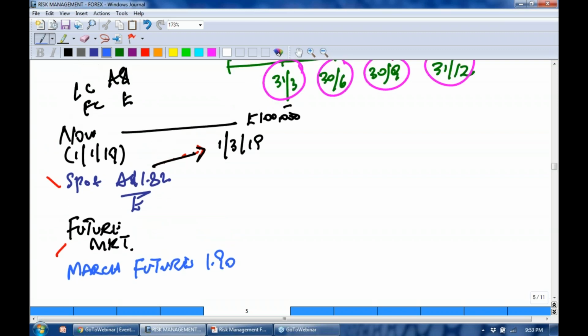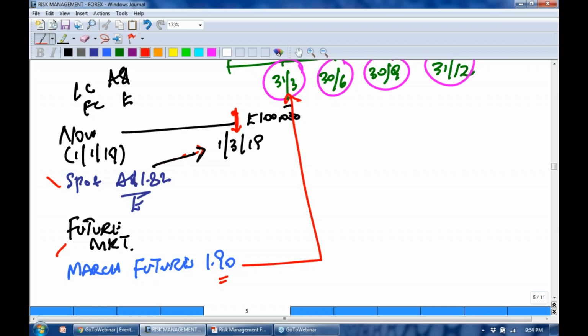It means the market is saying that the sterling rate at 31st March, not 1st March, will become 1.9, and it's just like we are betting, we are locking the rate. Although the transaction we need to work out is at 1st March.